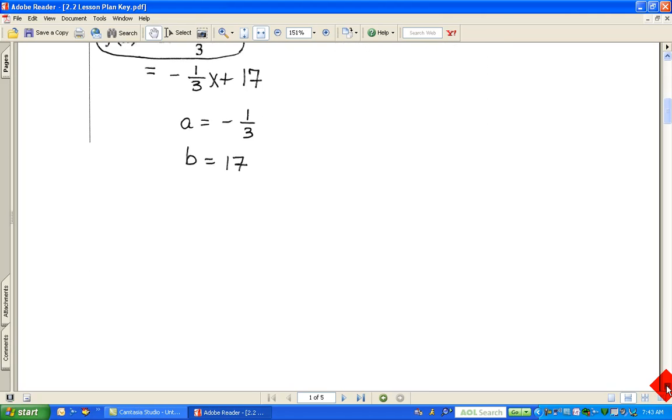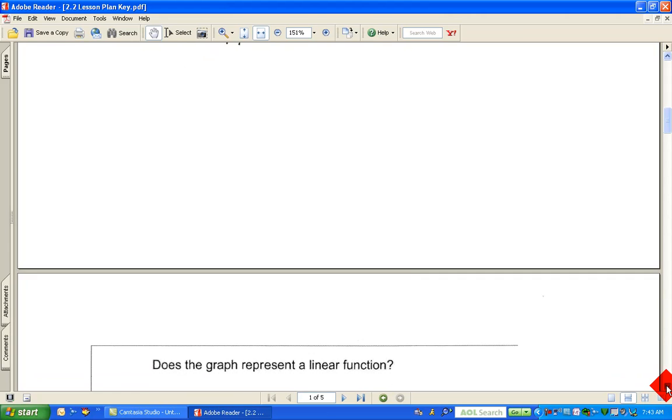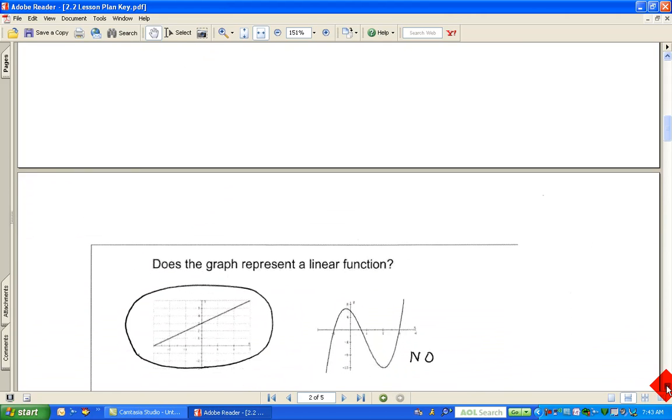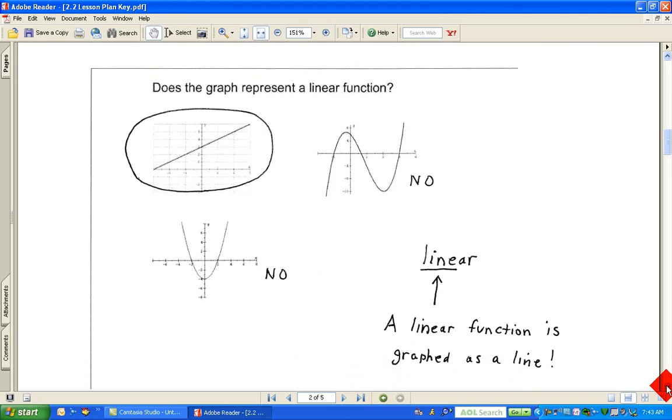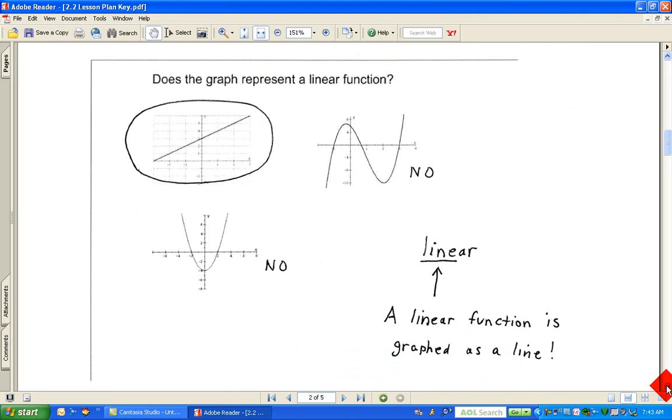Okay, as we continue with section 2.2, the next question we're being asked, and I'm scrolling to it for you. You're given 3 graphs, and you're asked to determine, does the graph represent a linear function? Now, you've been taught to decide if something is a function by applying the vertical line test.